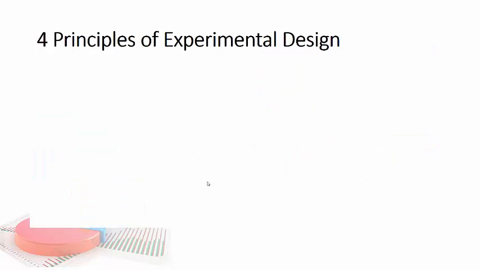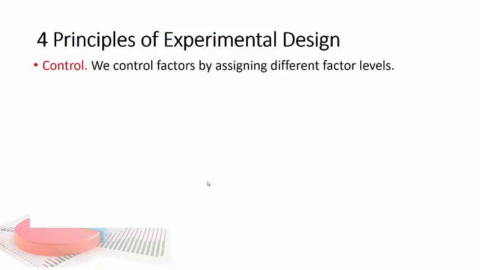So there are also 4 principles of experimental design that you should use. 1, there's control. Now you might see slightly different wording in different books, but for your book it says control, and we're okay with that. We control factors by assigning different factor levels. Okay, so we control that. They don't pick it, we do.